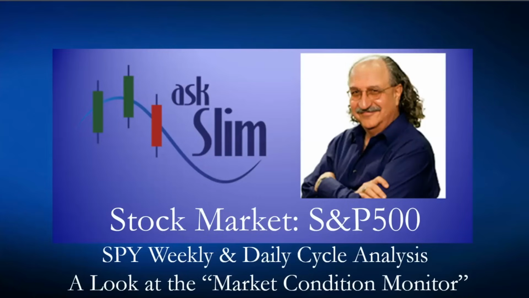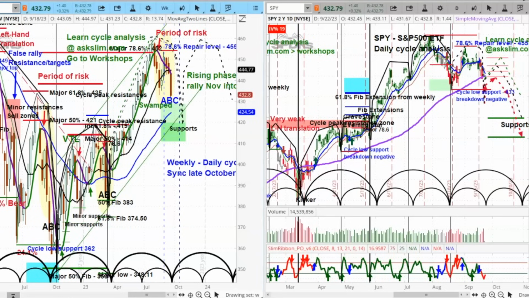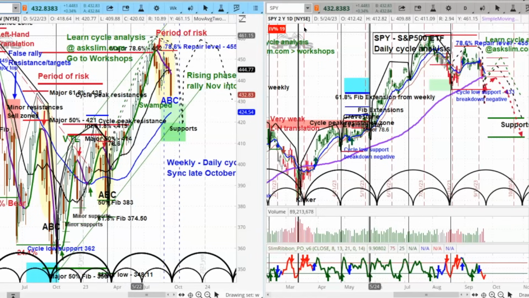Stock market, S&P 500. I'm going to look at the SPY, weekly and daily cycle analysis, and give you a peek at our market condition monitor. And I think you're going to just absolutely love the work. So let's take a look here as we switch over to the SPY chart. On the left here, you can see the weekly chart. On the right is the daily. We call this our side by side.